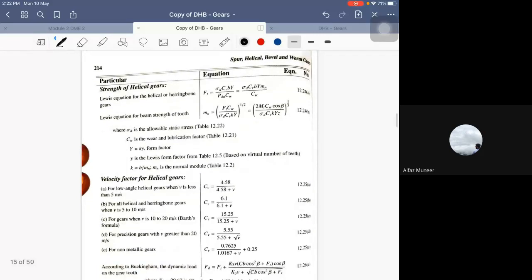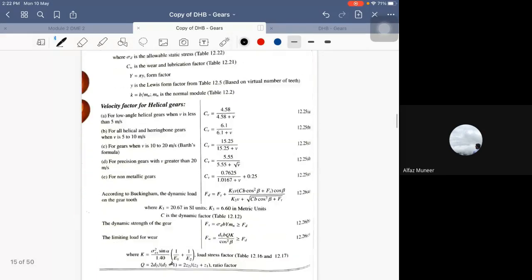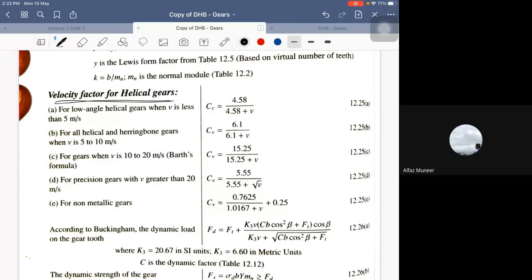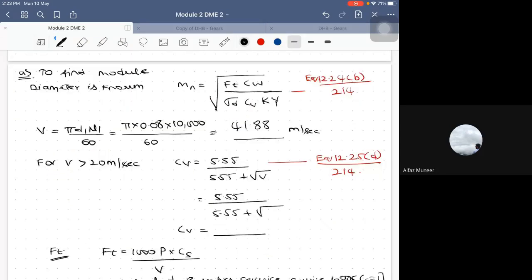For this value, go to the data handbook and get Barth's formula for calculating CV for helical gears. Do not look at the other gears, and do not take the formula for spur gears. Whenever there is a problem on helical gears, you have to go for helical. Whenever there is a problem on spur gears, you have to go for spur. Do not intermix them. Okay. So for precision gears with V greater than 20 meters per second, now it is 41 point something, so it is greater than 20. Pick up this formula. V here is 41.88. Now, what is the value of CV, guys?